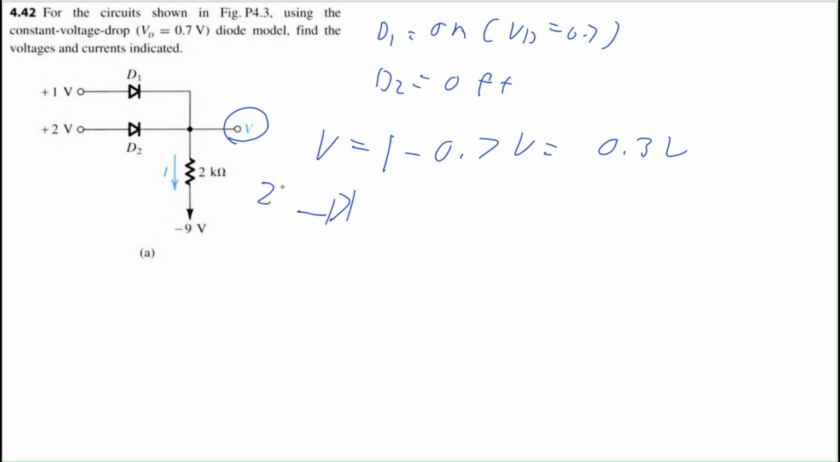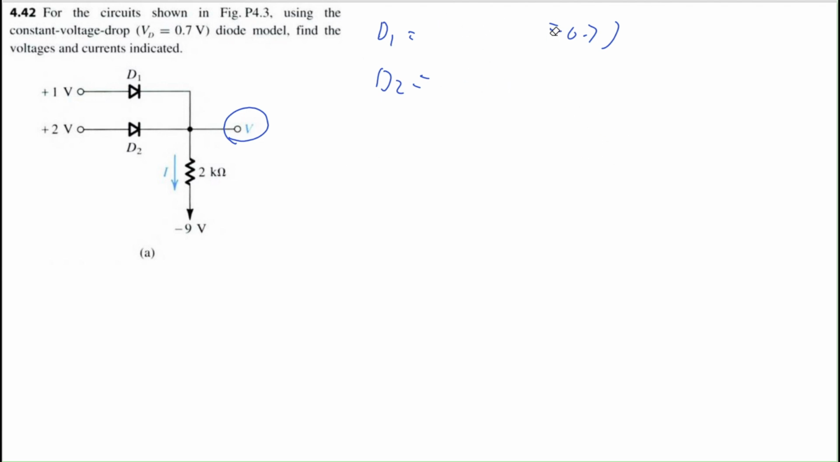Now this may look good, but let's check if this is consistent with our assumptions. D2 is seeing 2 volts from the anode and 0.3 volts from the cathode. But we stated that D2 is off. However, this doesn't really make sense because we're going from high to low. If we're going from high to low, 2 to 0.3, D2 should definitely not be turned off. So let's switch our assumptions.